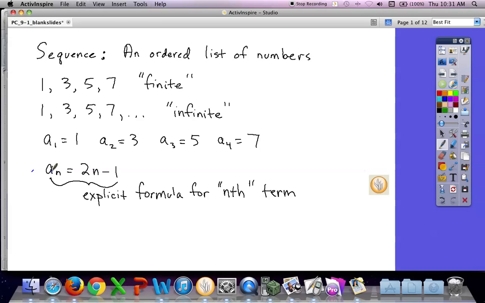So that's an explicit formula for the nth term. And you could think of it like a function, right? It's kind of like f of x equals 2x minus 1, right? The only difference is with a function, I could plug in anything for x, as long as it's in the domain, including decimals and fractions and all that. But in a sequence, you're only plugging in integers, whole numbers, or natural numbers like that. You're not doing any of the numbers in between.